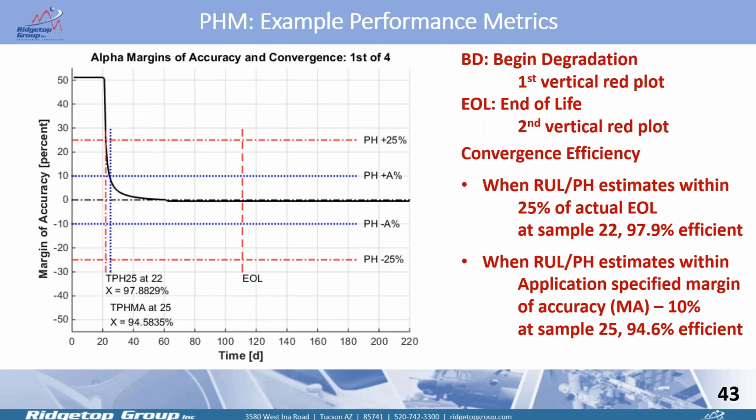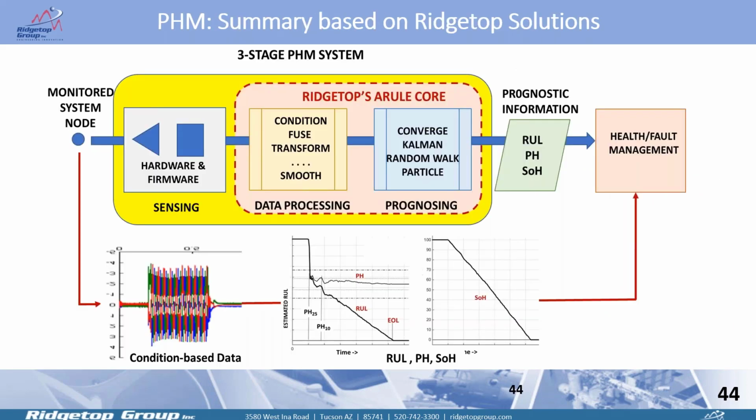We have invented a term called convergence efficiency. Given the maximum distance from the time degradation began to the end of functional life, how fast were you able to converge to within 25% or 10%? You can see that the efficiency here was 98% and 95%. Very good. Next.